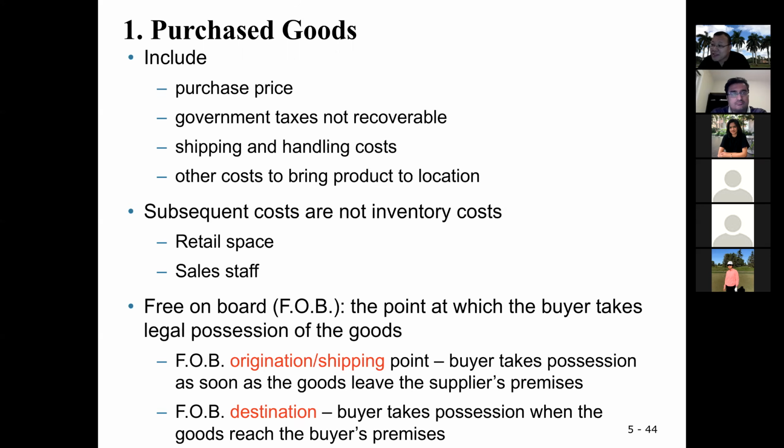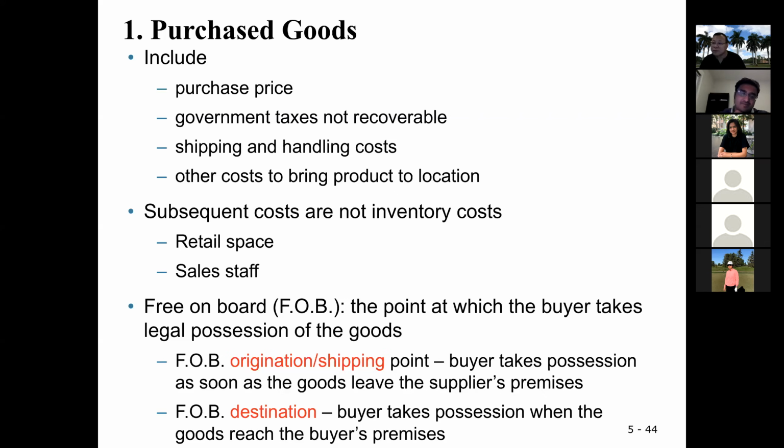If it's FOB destination, you take the legal possession only after the goods reach the destination. In that case, the risk when the goods are in transit is still on the seller. The buyer does not take the risk. So make sure you know the policy. Is it FOB shipping point or FOB destination? That's quite different in terms of the cutoff point.